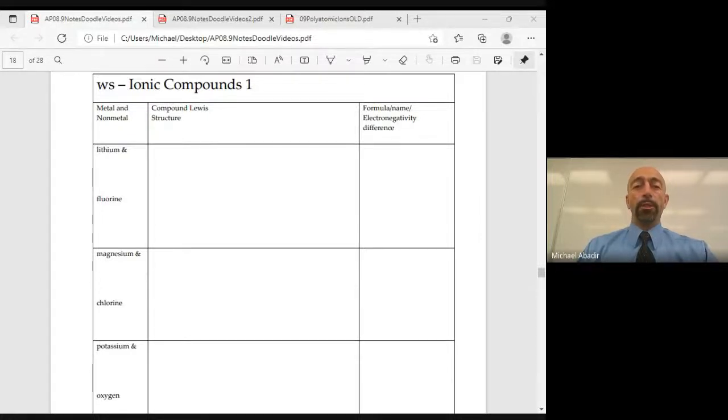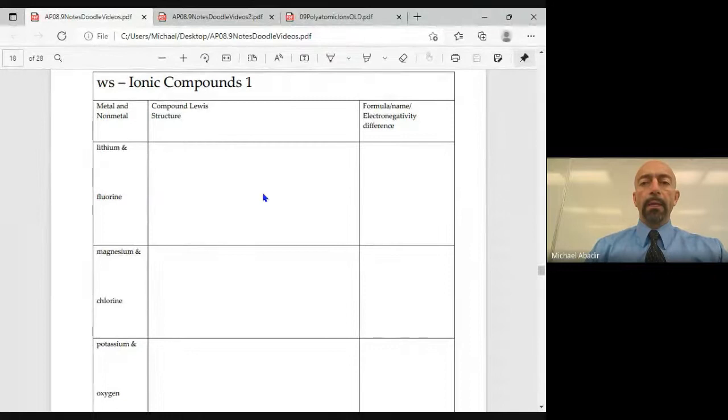Today we are on the worksheet ionic compounds, and we will be learning how to draw Lewis structures for ionic compounds. So we'll start off actually with number 2, which is magnesium and chlorine. When you want to draw the Lewis structures for these, what you need to do is look at the periodic table, and we'll take a look at the group that they are in.